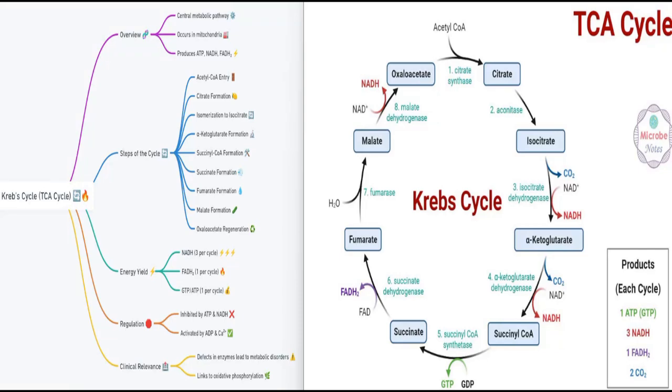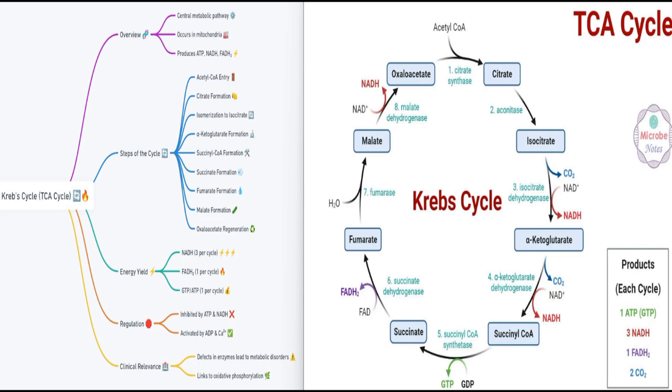With the mind map on the TCA cycle, it's very simple. Right now, think of the whole pathway. Pyruvate gives you acetyl CoA. Acetyl CoA joins with oxaloacetate via the enzyme citrate synthase, and then you get citrate, and from citrate to isocitrate to alpha ketoglutarate, and from there to succinyl CoA, and then to succinate, to fumarate, and finally to malate.